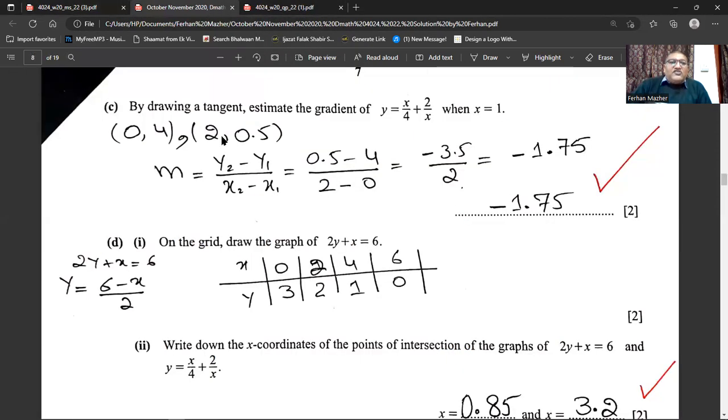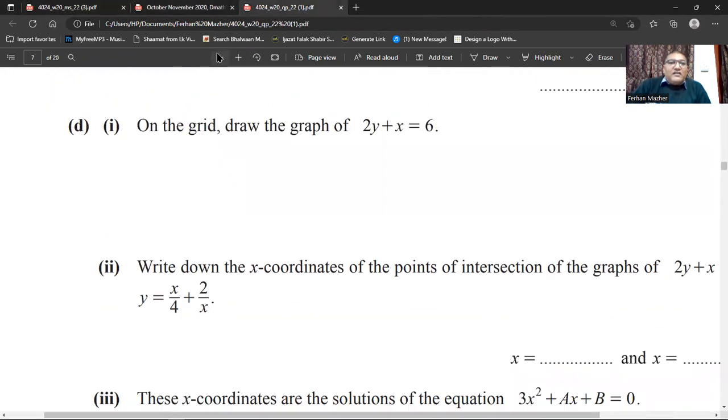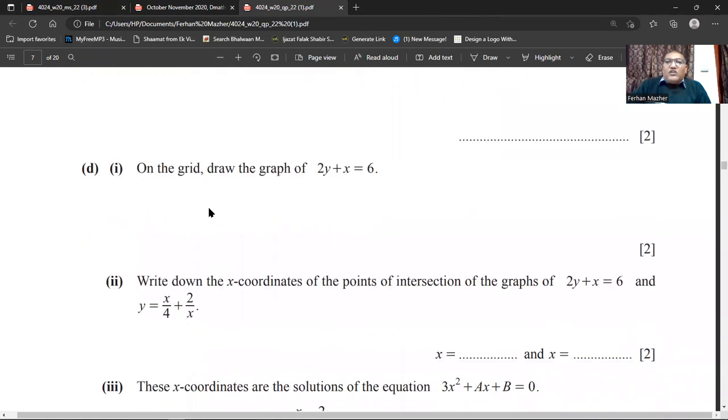The next question was a 2-mark question, the D part of question number 3. On the grid, draw the graph of 2y plus x equals 6. It's a straight line, a linear equation. y will be equal to 6 minus x, the whole thing divided by 2.